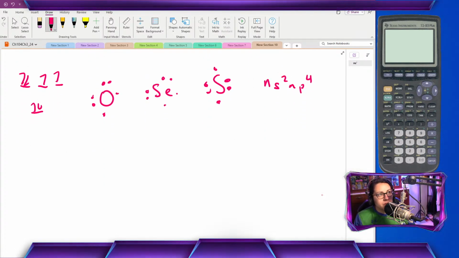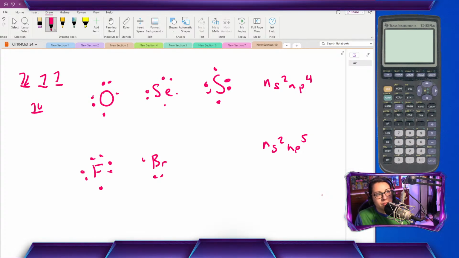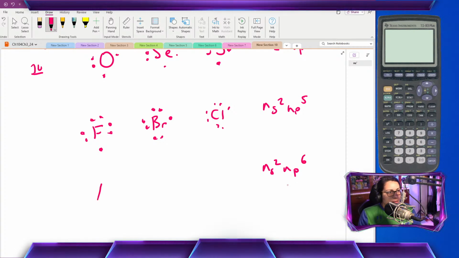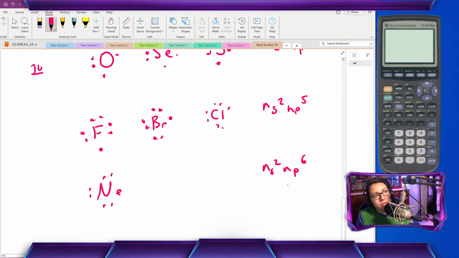And so now let's finish up with our halogens. So ns2, np5. And so all our halogens have 7 valence electrons. And then finally our noble gases, group 8, ns2, np6. So neon with all 8, same with argon. All right, that looks pretty good there. Any questions on that?